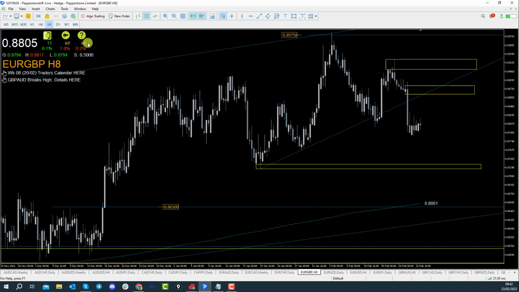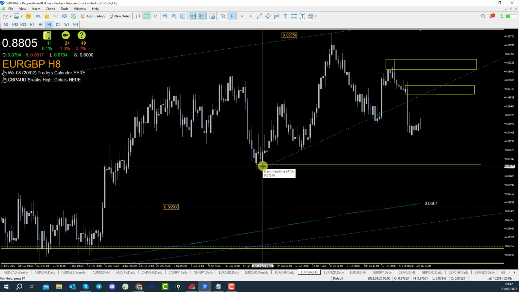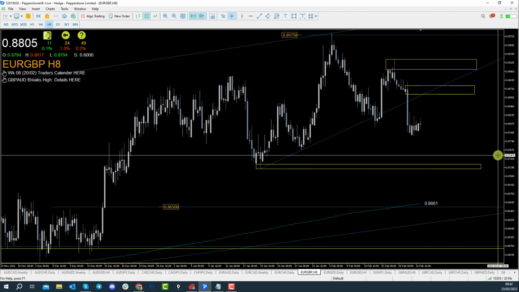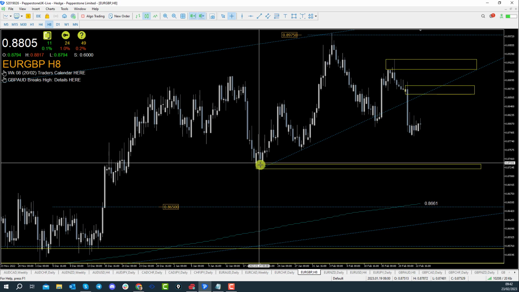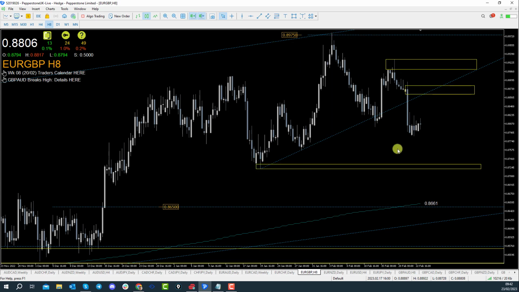Now if we go down into that 8-hour time frame, you can see that I've marked out these previous lows at the 0.8725. That's an area of interest obviously because price has rallied over 240 pips from that point, so buyers were active around this area, so we want to see how price reacts at that point.